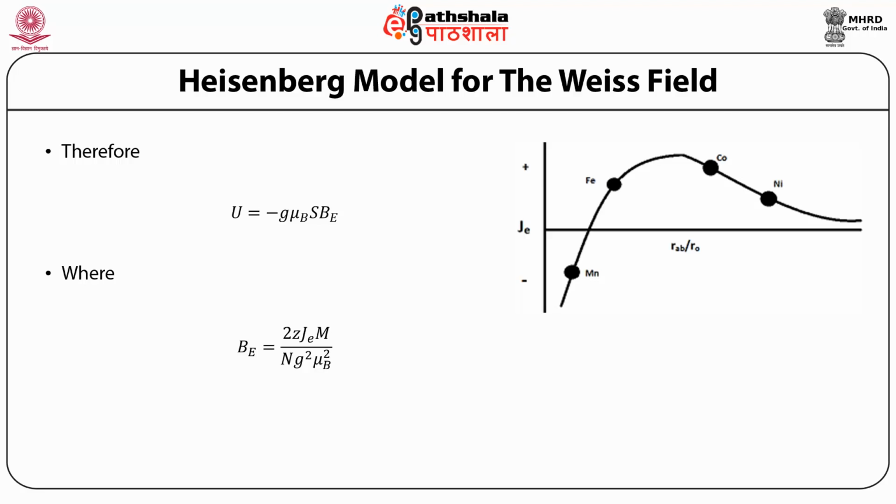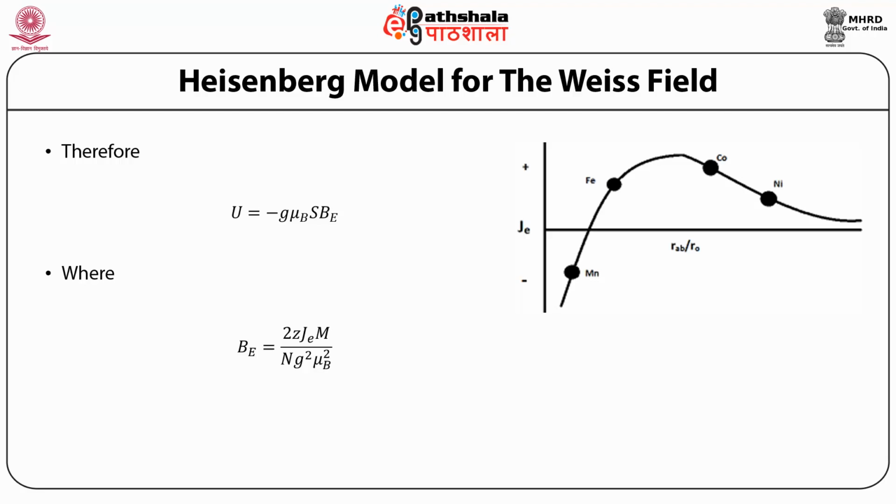So if we go through this figure, then on the positive side of the y-axis fall iron, cobalt and nickel, which have positive Je, so the exchange integral is positive. Also, the ratio of Rab over R naught is greater than or equal to 3. Basically, if this ratio is greater than or equal to 3, then we achieve ferromagnetism, which is possible for iron, cobalt and nickel.